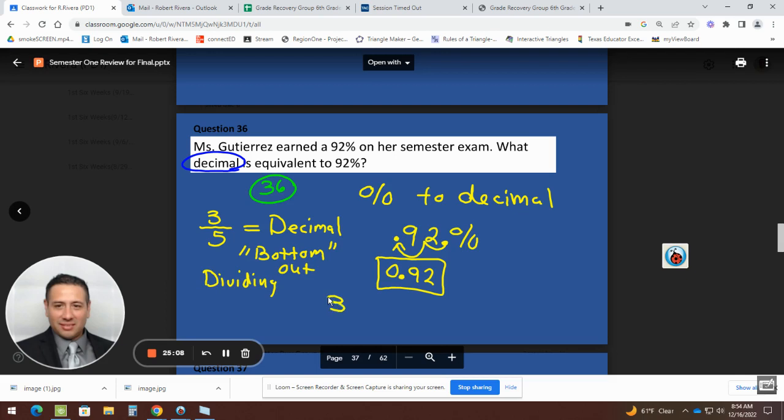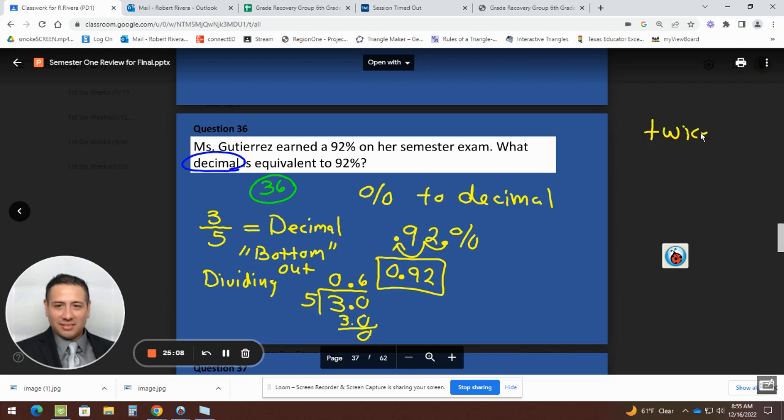So I'm going to go 3 divided by 5. Bottom out. Put your decimal at the end. This is in case you have a fraction. Right now we have a percent in the questions. That's why we move twice to the left. But if you have a fraction, how do I change it to a decimal? Bottom out. So you add a 0, and it will be 0.6. Okay? So anytime you want to go to a decimal, there's only 2 ways.